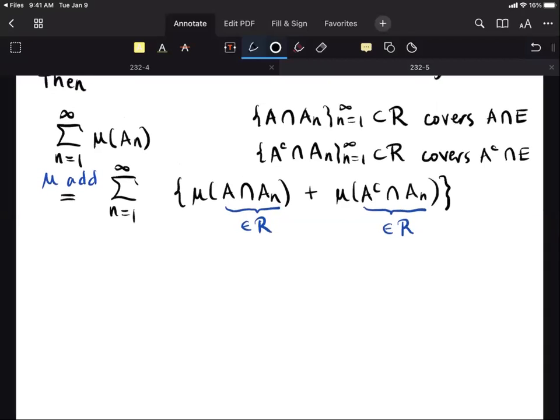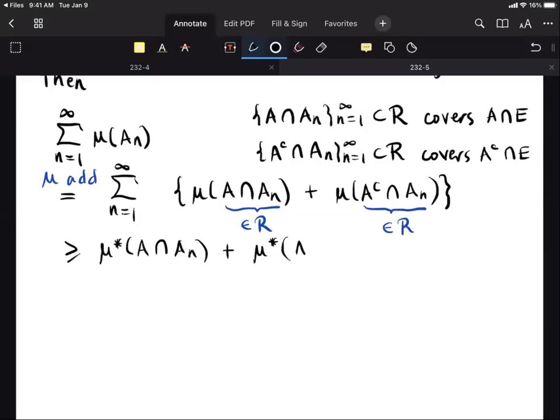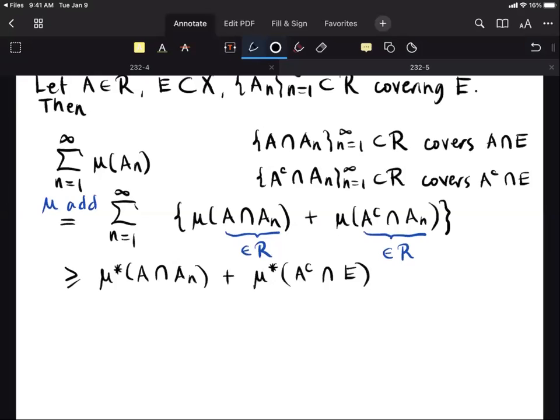Now, if we split the sum into two parts, the first one, since this forms a covering of A ∩ E, by the definition of the outer measure is greater or equal to μ star of A ∩ E. And similarly, the second sum would be greater or equal to the outer measure of A complement ∩ E. So we use these two parts here, and the definition of the outer measure.